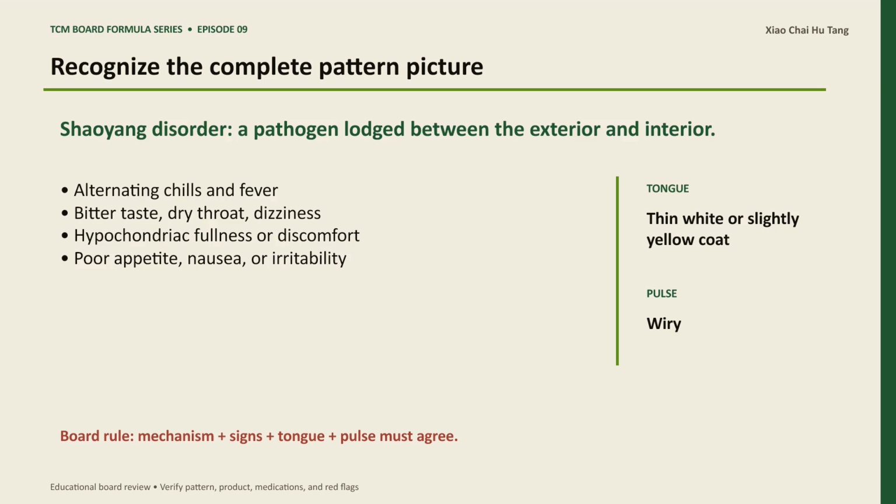The target pattern is Shaoyang disorder, a pathogen lodged between the exterior and interior. Look for this clinical picture: alternating chills and fever. Bitter taste, dry throat, dizziness. Hypochondriac fullness or discomfort. Poor appetite, nausea, or irritability. The tongue has a thin white or slightly yellow coat. The pulse is wiry. The board answer comes from the whole pattern, not one symptom. Match the disease mechanism, the treatment strategy, and the tongue and pulse before selecting the formula.